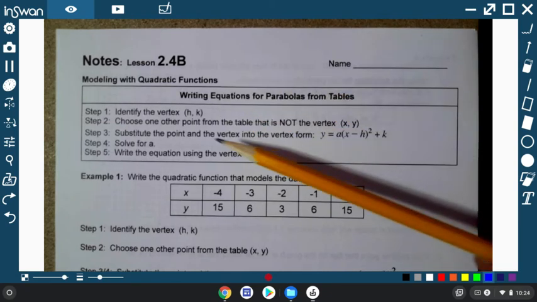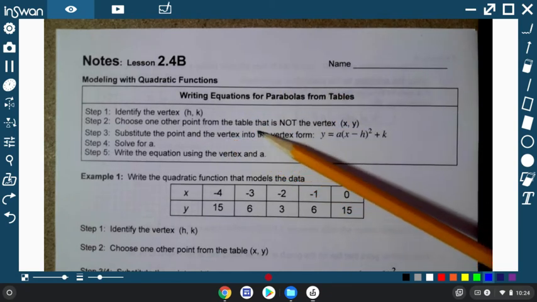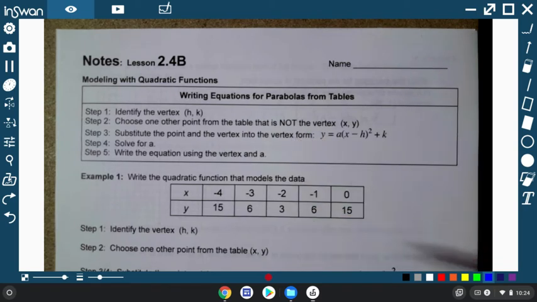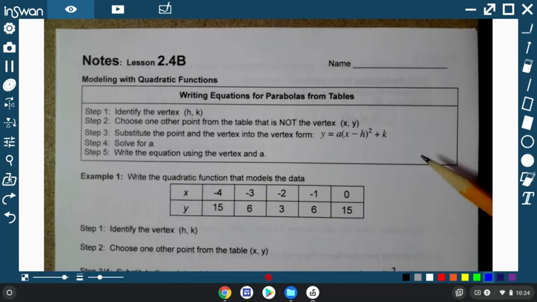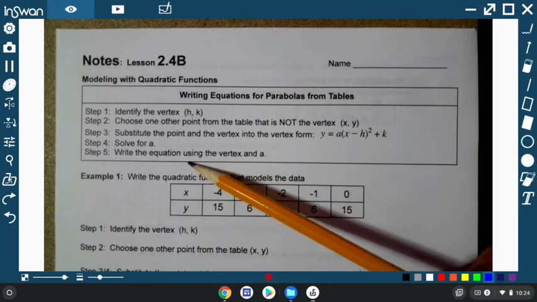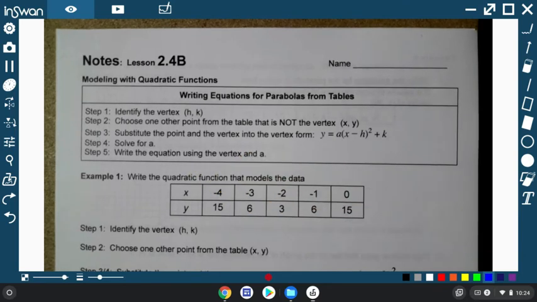We're going to choose one other point from the table that is not the vertex. So in lesson 2.4a, they either gave you the point or you got it from the graph. This time we're going to find it from the table, okay? We're still going to use the same process to solve for a, and then we're going to put it all together and write the equation using that vertex and that a value that we found, okay?